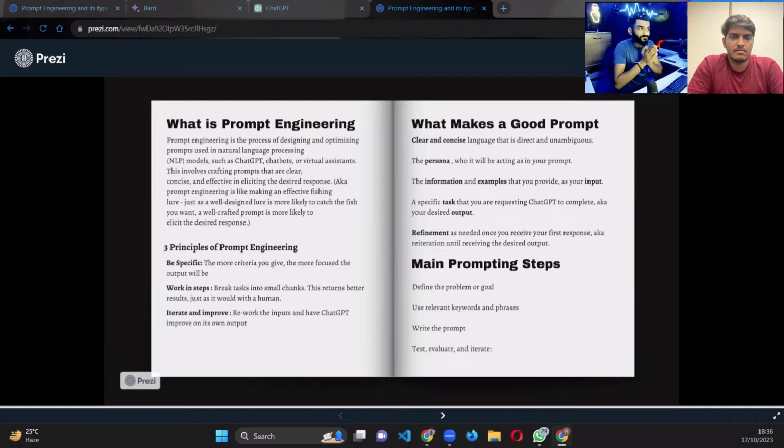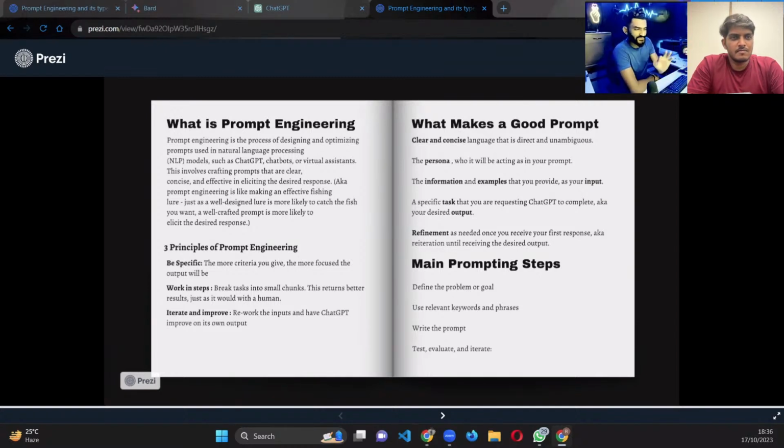Now when it comes to prompt engineering, irrespective of the model that you are using, prompt engineering is basically designing and optimizing your prompts. That's it. Now, what do I mean by prompts? We are saying prompt engineering, but what exactly is a prompt? Let us keep it very simple. Prompts are nothing but the questions that you ask. That's it.